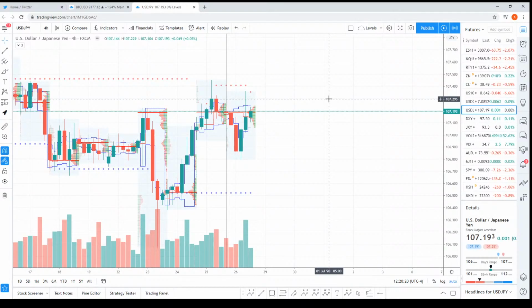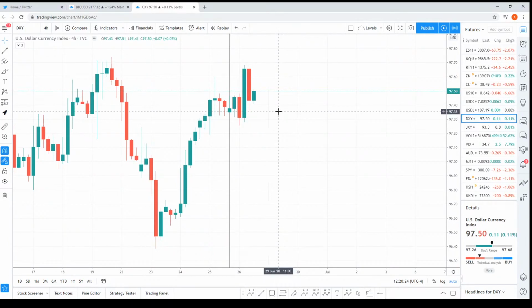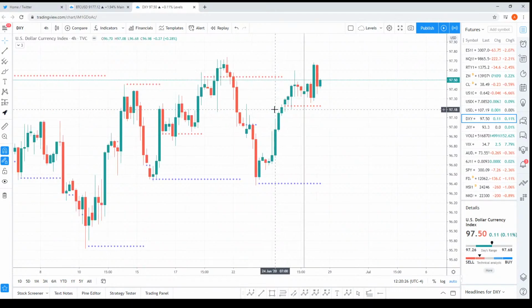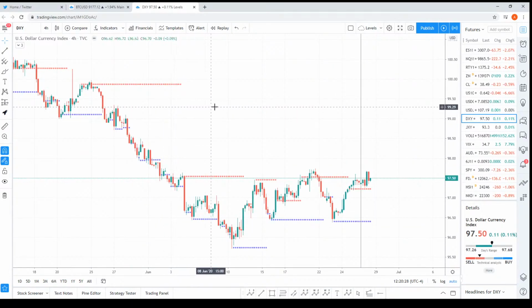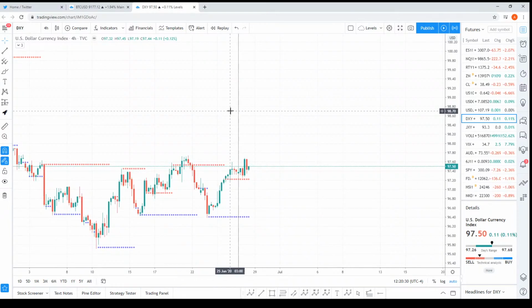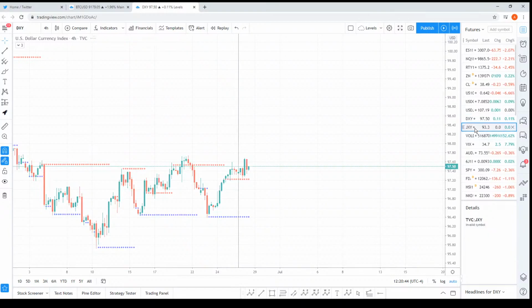I've got the US dollar versus the Japanese yen. I've got DXY, which is the dollar index. This is basically the dollar versus the basket of everything it trades against. So take the yuan, take the yen, take the Aussie, take everything and roll it into one. That's DXY, no volume information.